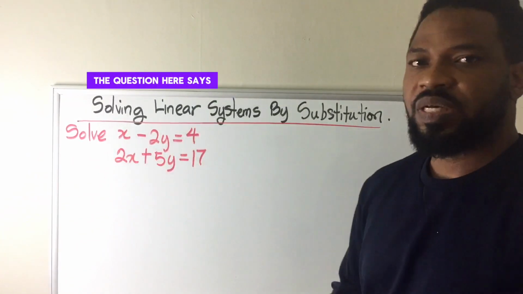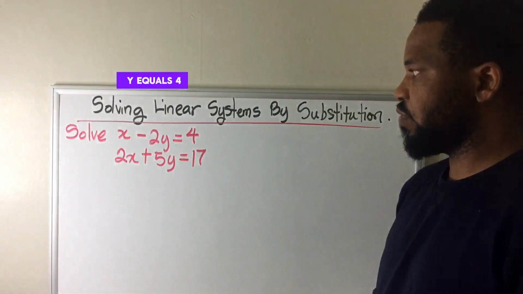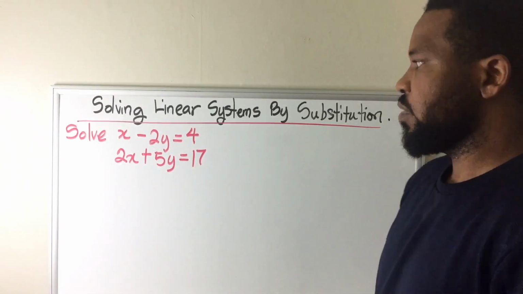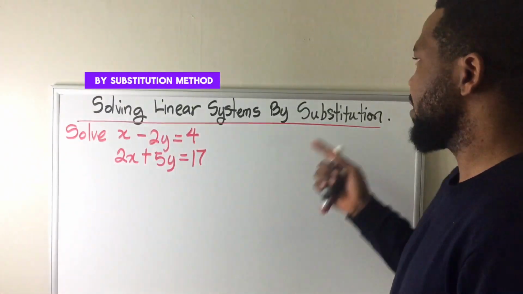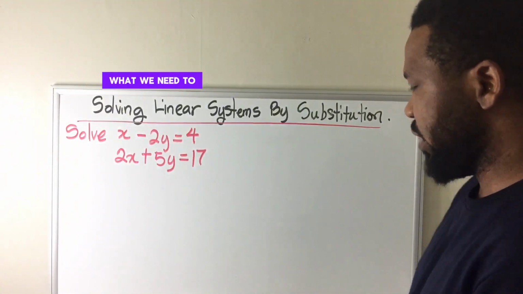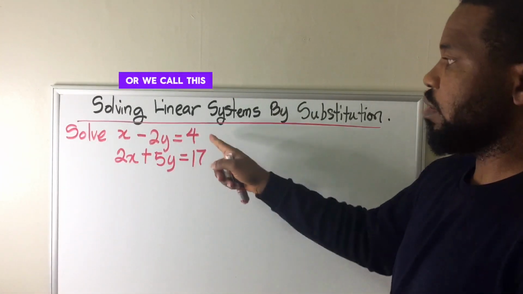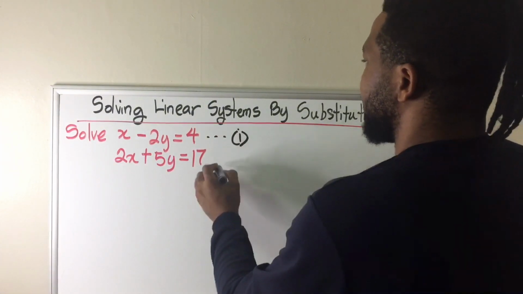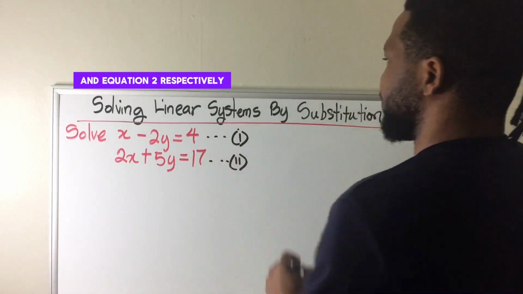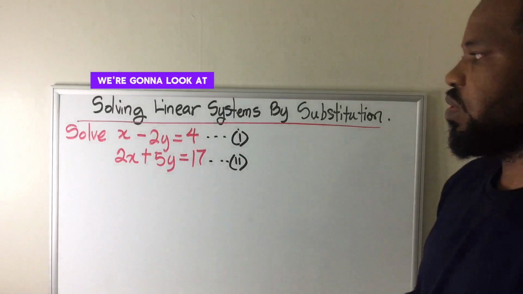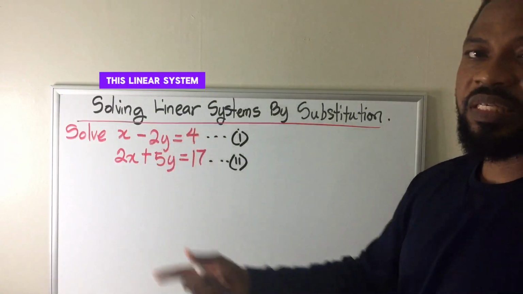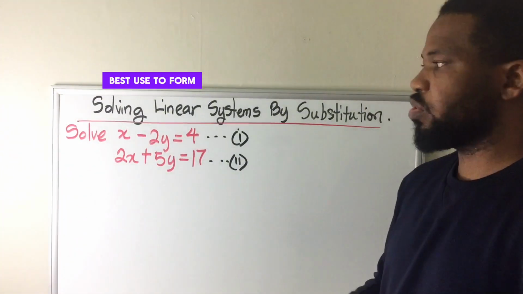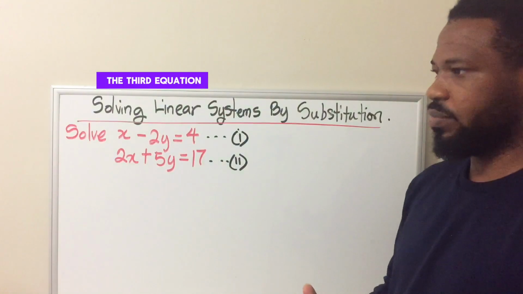The question here says, solve x minus 2y equals 4, 2x plus 5y equals 17. So, to solve this by the substitution method, what we need to simply do is to label these two equations, equation 1 and equation 2 respectively. Having done that, we're going to look at this linear system and choose one of the equations that we can best use to form the third equation.